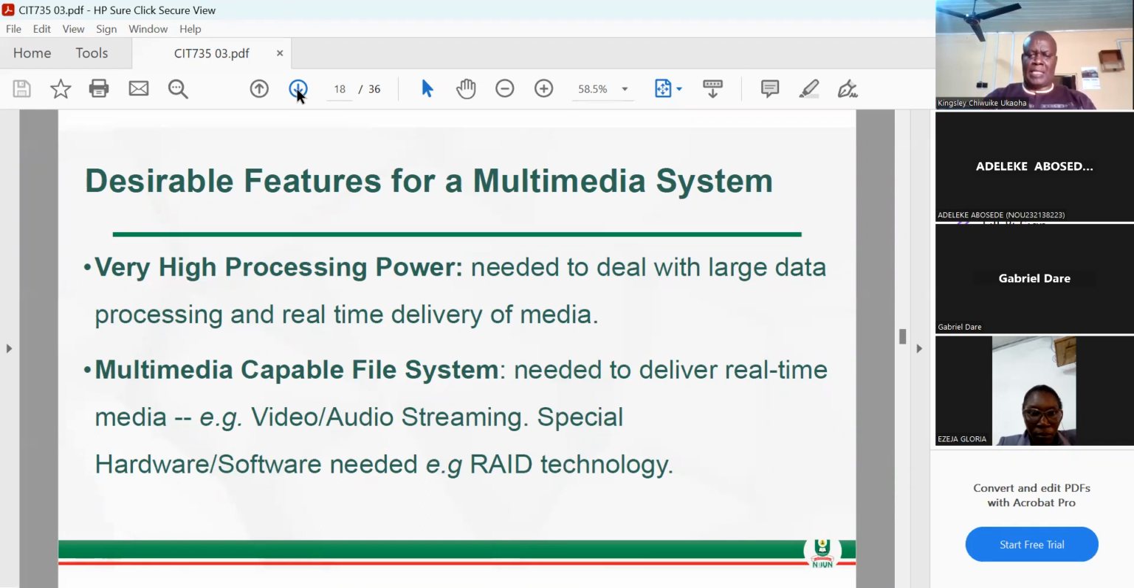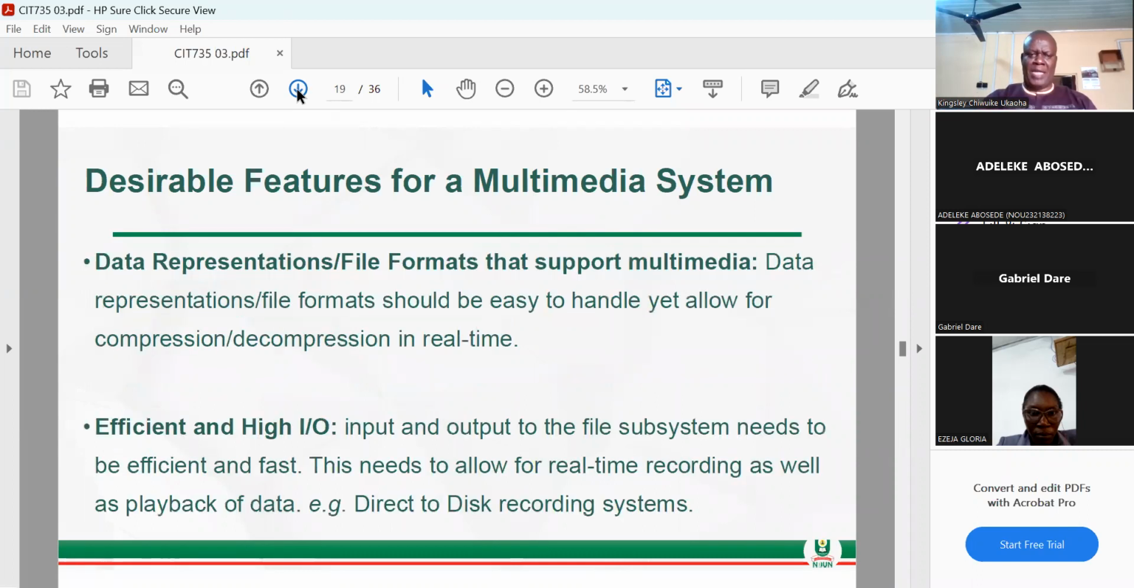Multimedia capable file system. I should also have a good file system that will help me deliver real-time media, like video, audio streaming, special ones. I think Zoom has that already embedded within their system. So hardware and software needed, I think Zoom has all of this already embedded.